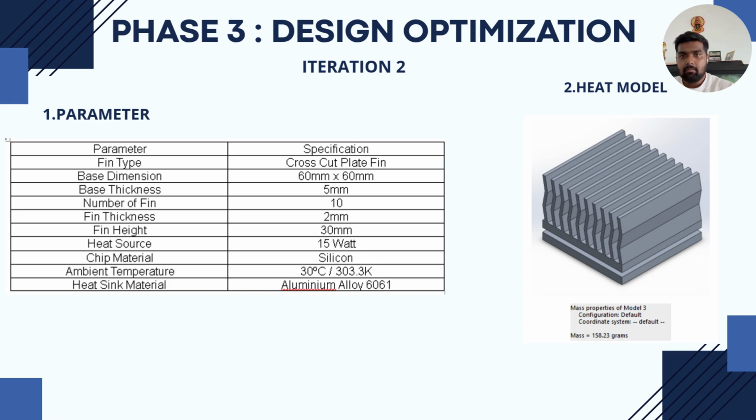The 3D model was developed and analyzed using SolidWorks simulation. Thermal analysis was conducted to evaluate the temperature distribution and overall cooling performance of the new design. This iteration aims to achieve lower operating temperature and better thermal management while maintaining the same size and material constraint. Overall, iteration 2 demonstrates an optimized fin structure that has the potential to provide improved heat transfer performance compared to the previous design.